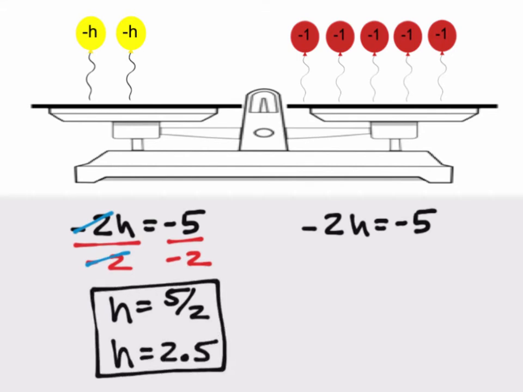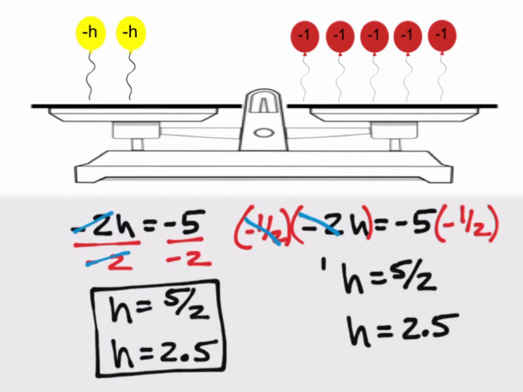Or we can multiply both sides of the equation by -1/2, because -1/2 and -2 are multiplicative inverses, and they'll multiply to 1, leaving just h again. And in both cases, we get h equals 5/2, or 2.5 if you want to use a decimal.